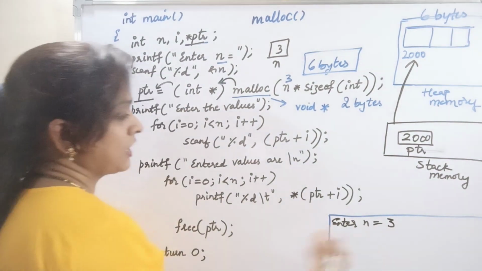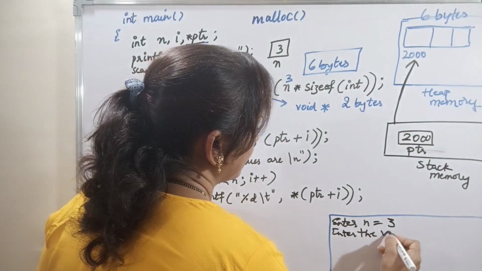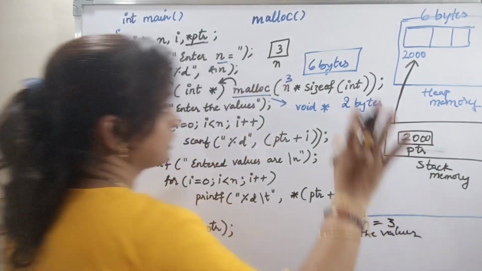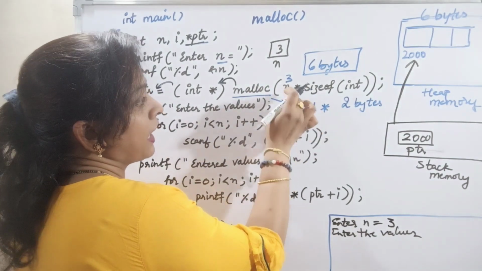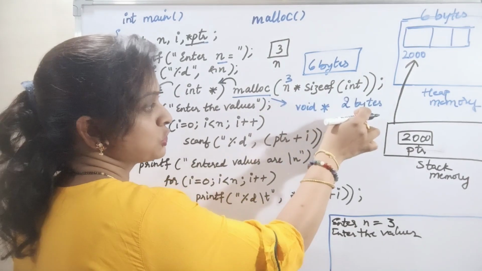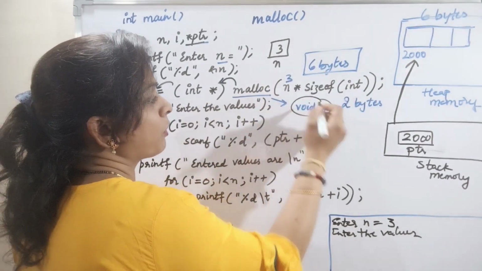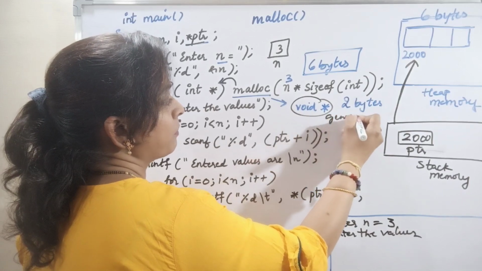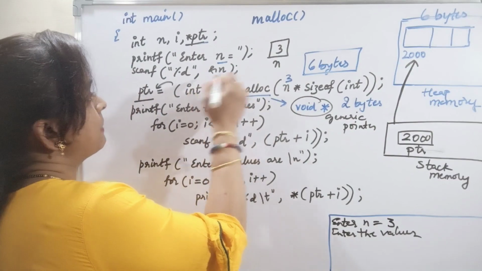Now, as you enter the values, I am going to get that message. Enter the values. So hope you understood this. Malloc function is going to return n into size of int. N is 3. 3 into size of int means 2 bytes. 3 into 2, 6 bytes of memory. It is going to return a void pointer which is generic pointer, and this generic pointer is typecasted here.